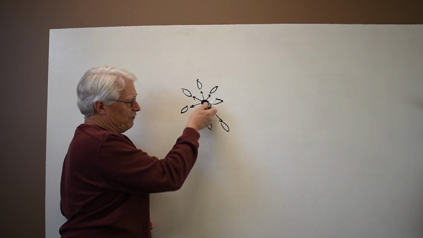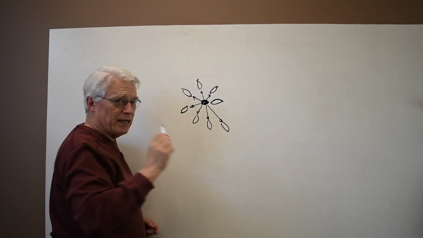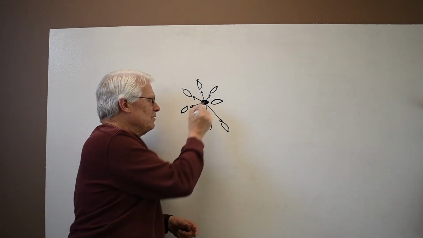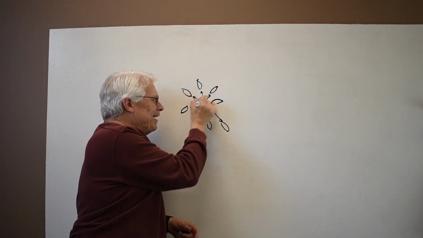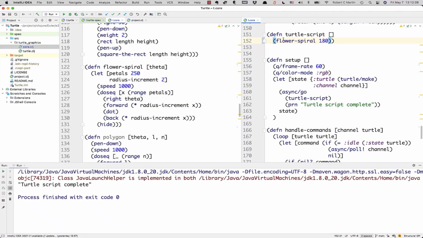Right, so we sprout a leaf and then we rotate, sprout another leaf, rotate, sprout another one, rotate, rotate, rotate. Now, the question is, what's this angle? How much should we rotate by? So let's do flower spiral. And we'll choose 180 degrees for our rotation angle. And the flower spiral function is pretty simple. We're going to do 250 petals, or 250 leaves, if you wish. And we're going to make it go fast.